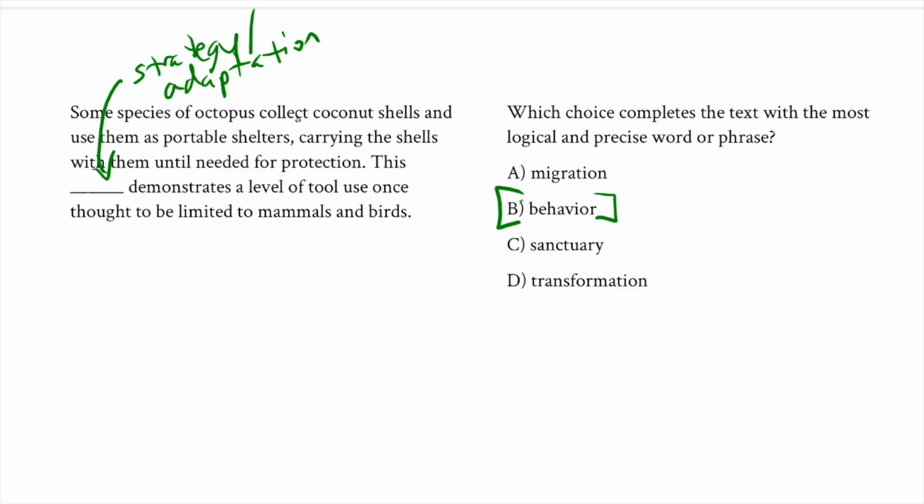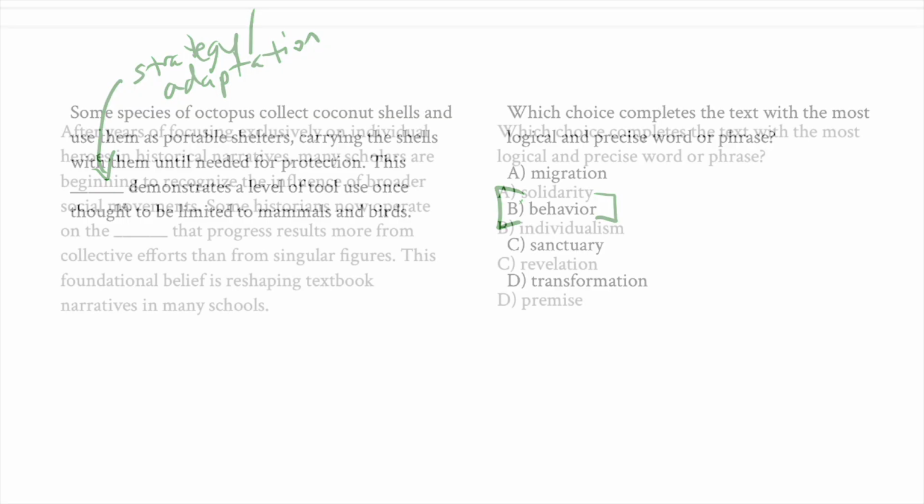Transformation, well, they're not transforming from one form into another. They are just collecting these shells and using them for protection. But that is the other way that we'll see the word this used as a clue. Now, just to hammer the point home, we'll look at a few more examples.